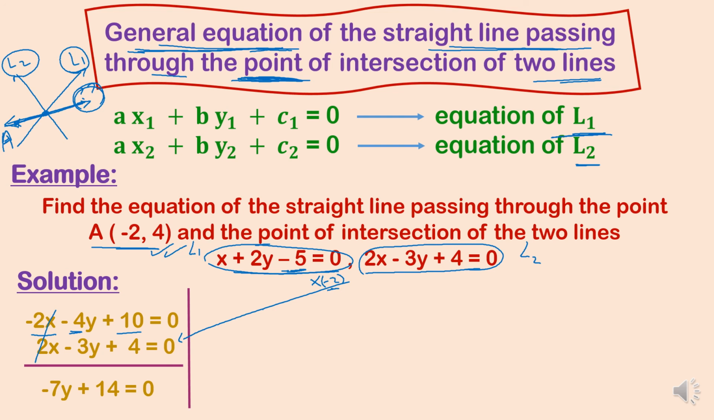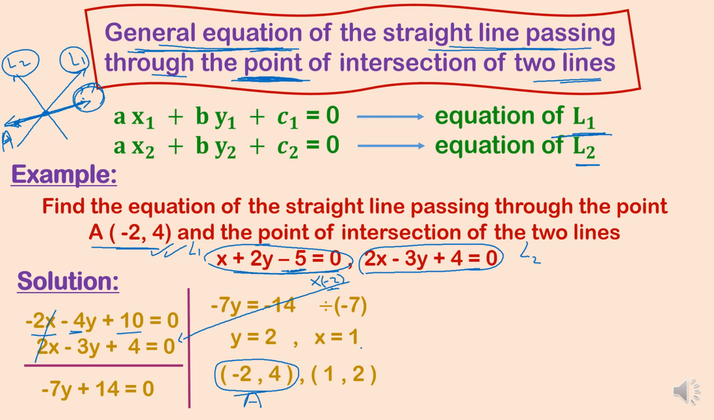So we will try to find the value of y. -7y equals -14. By dividing both sides by -7, the answer will be y equals 2. By substituting 2 in any of the two equations, we will find the value of x, which is 1. So, the given point is A, given in the example. And we find the point of intersection of these two straight lines, which is 1 and 2.